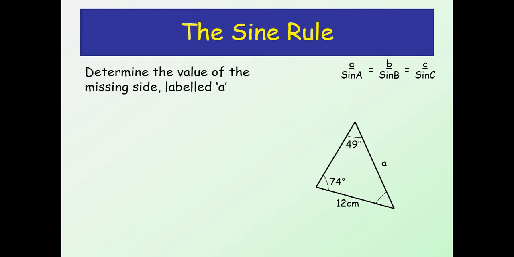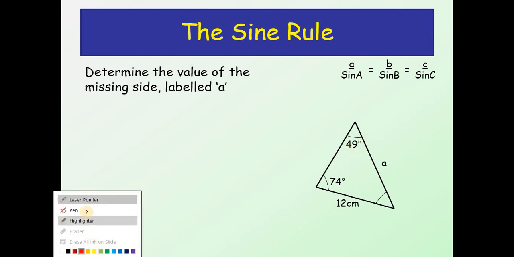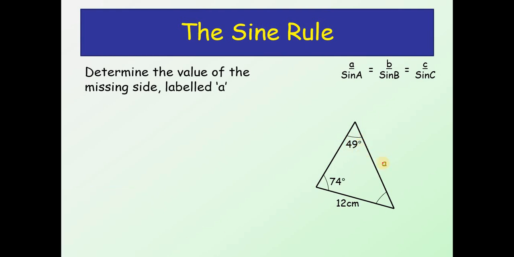Determine the value of the missing side, labeled A. Alright, can we use the sine rule? Of course we can. As we can see with this triangle, the missing side, labeled as A, that we don't know, faces the known angle. And then we have a known side facing a known angle. So we're seeing that we have A that we're trying to find, we do not know what it is, but the angle it faces we do know. So in this case, we have a half pair, and we're going to equate it to a full pair.